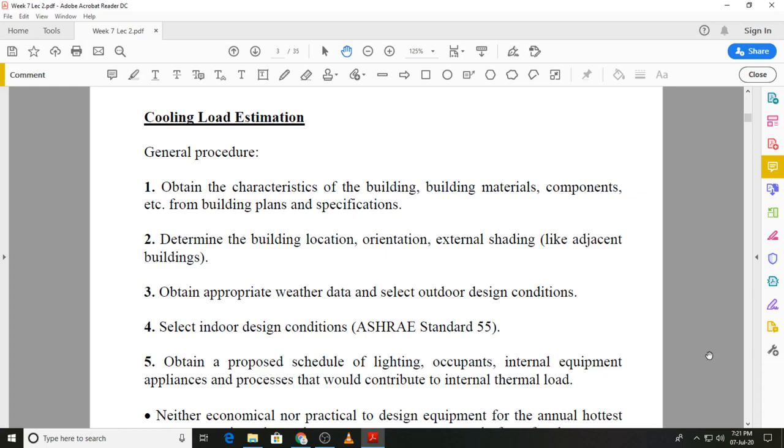When we say schedule of lighting, we will need to know how much wattage is installed, when do the lights come on, when are they switched off. Similarly, how many people are using that building, when do they come into the building, for how long do they stay inside. And similarly for the equipment, what types of equipment are being used, what is their power consumption, what are the times over which those equipment are used, or any other process that causes a thermal load inside the building.